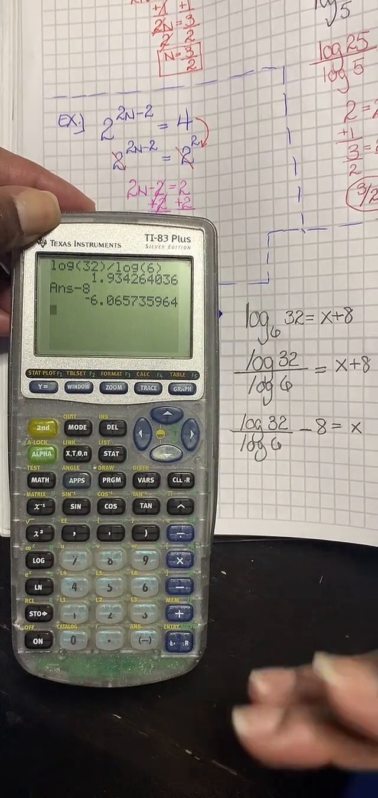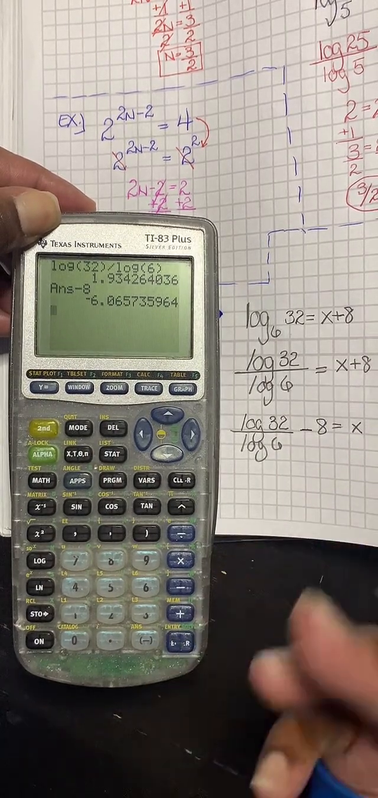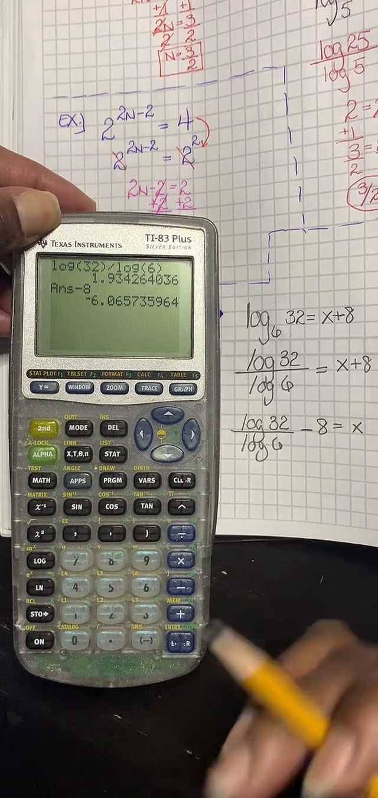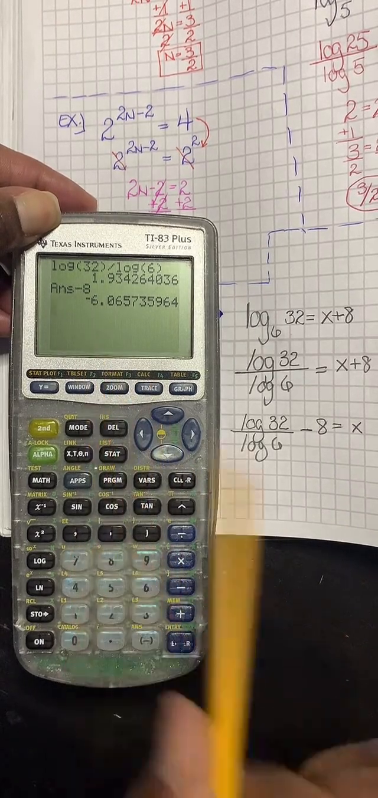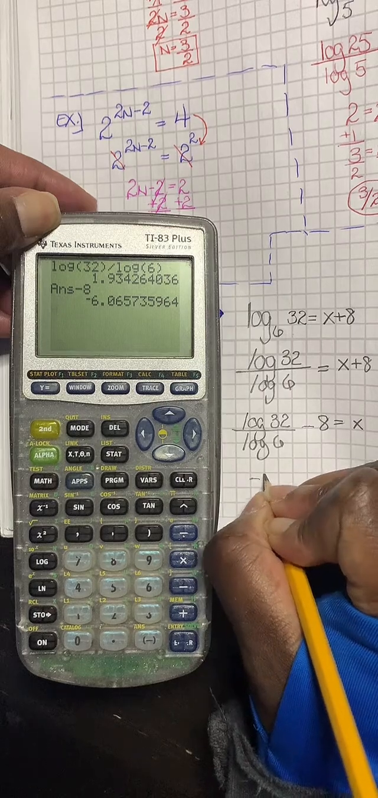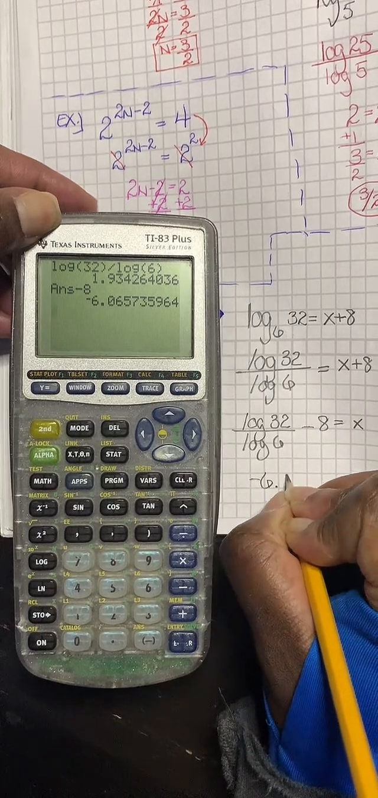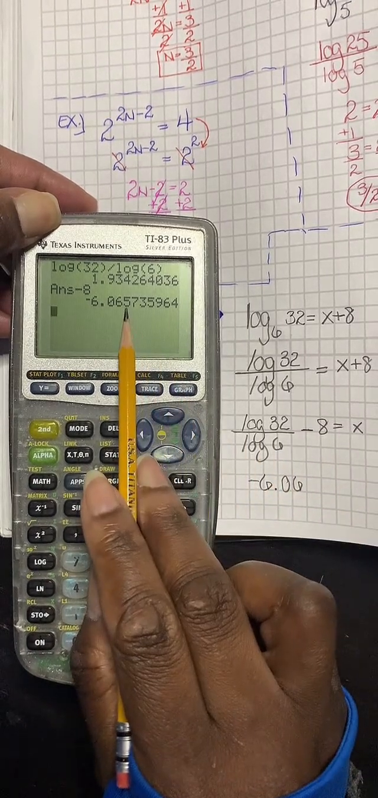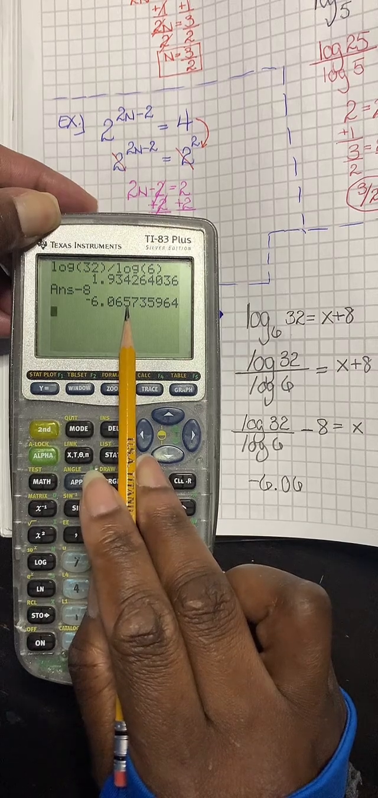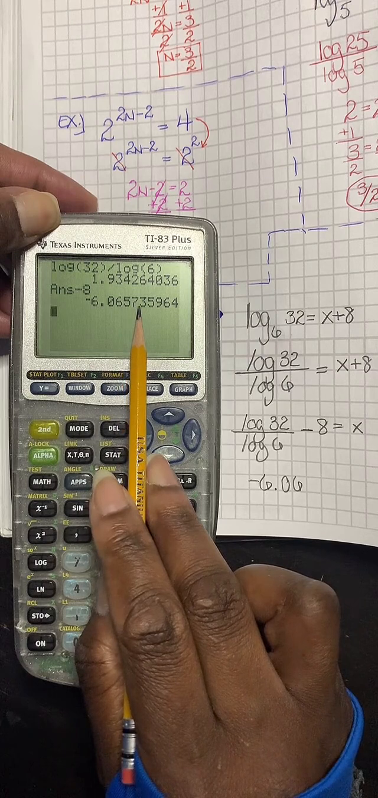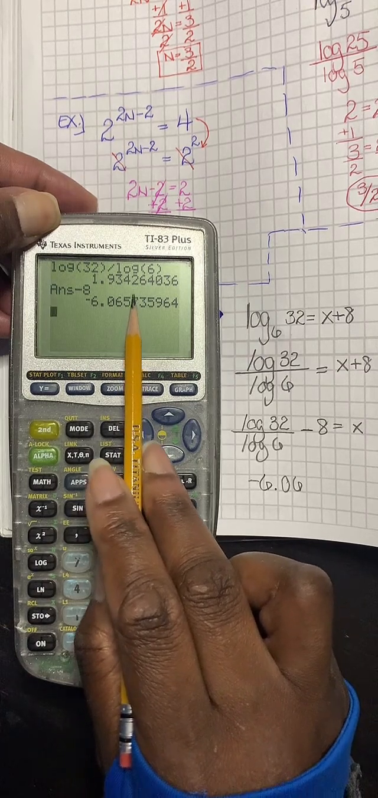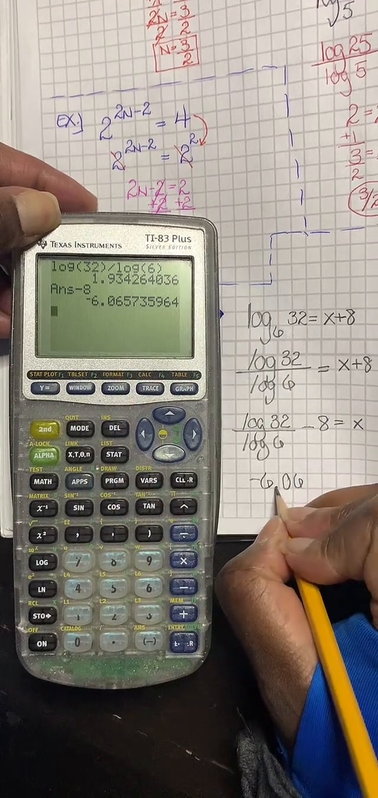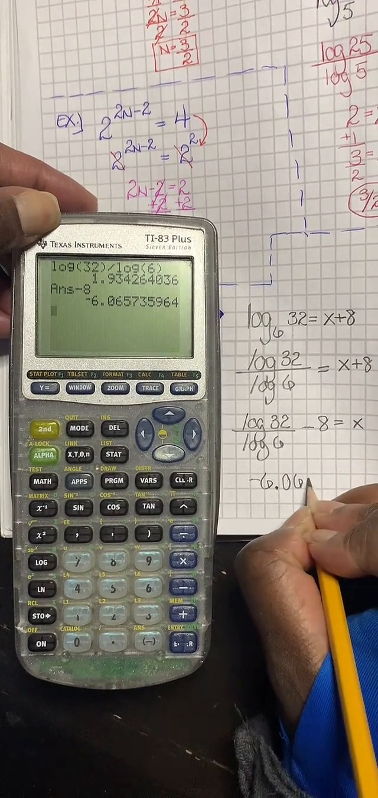Most of the time, most teachers and instructors want you to round to 3 decimal places. Some would say 2, but I like to keep it to 3 because it kind of keeps it kosher. So we'll have -6.06, and I'm looking at that third spot. I want to round to that, so I need to look at the 7. If it's 5 and above, I'm going to give it a shove. That means I'm going to add 1. So it'll be -6.066.